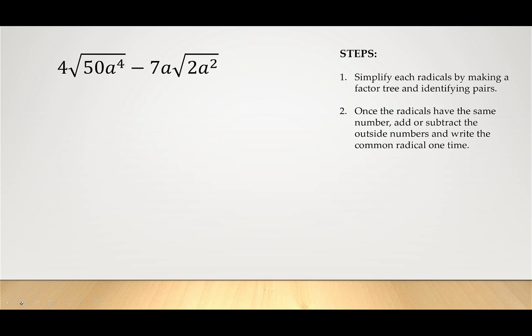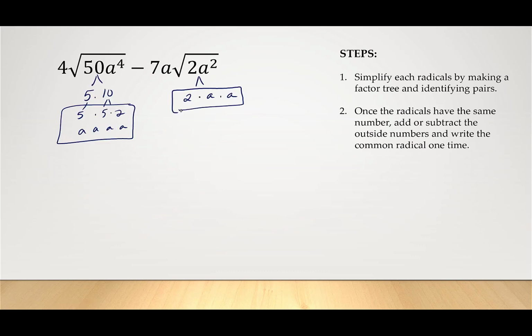All right, here's another one. Again, same thing. Go ahead and pause the video and make out your factor tree. Here's what your factor tree should look like. Now go ahead and circle pairs of numbers. There are your pairs of numbers. Now go ahead and rewrite each of these radicals.